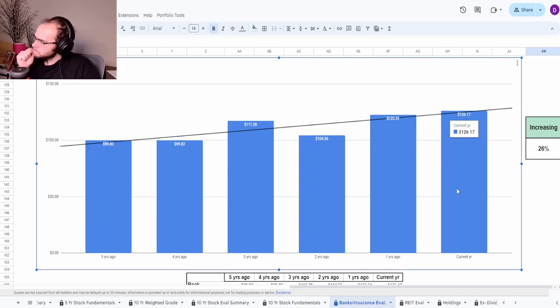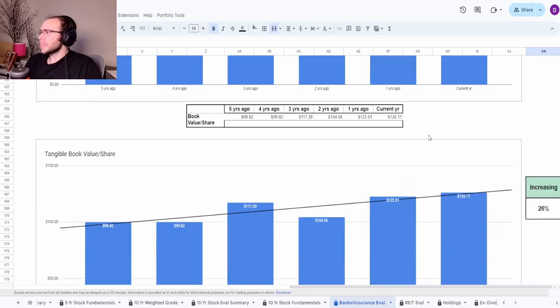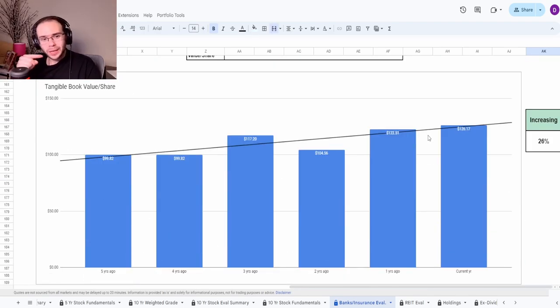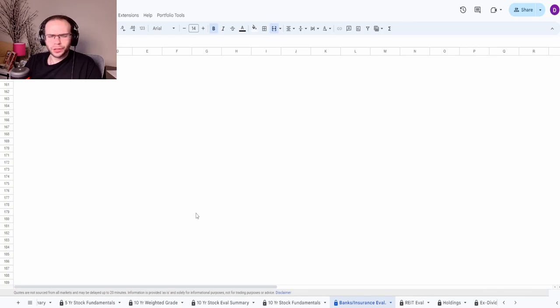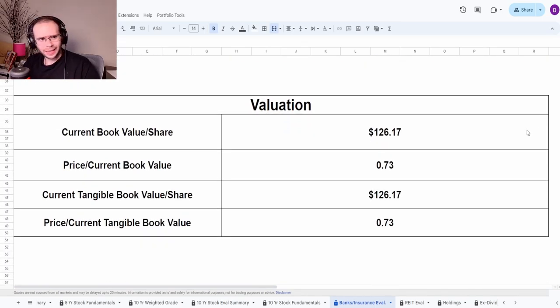As of today, $126.17. That's up 26% from 5 years ago. And the same value when it comes to the tangible book value per share. Now, guys, if you all remember the current price, $92, if I'm not mistaken, we are low compared to the book value and tangible book value. 0.73 points, guys. 0.73 for both.